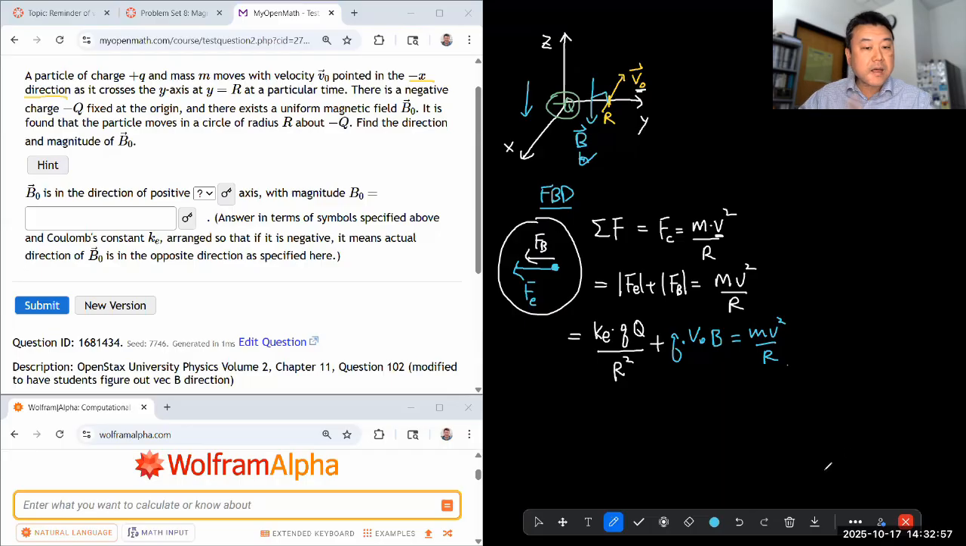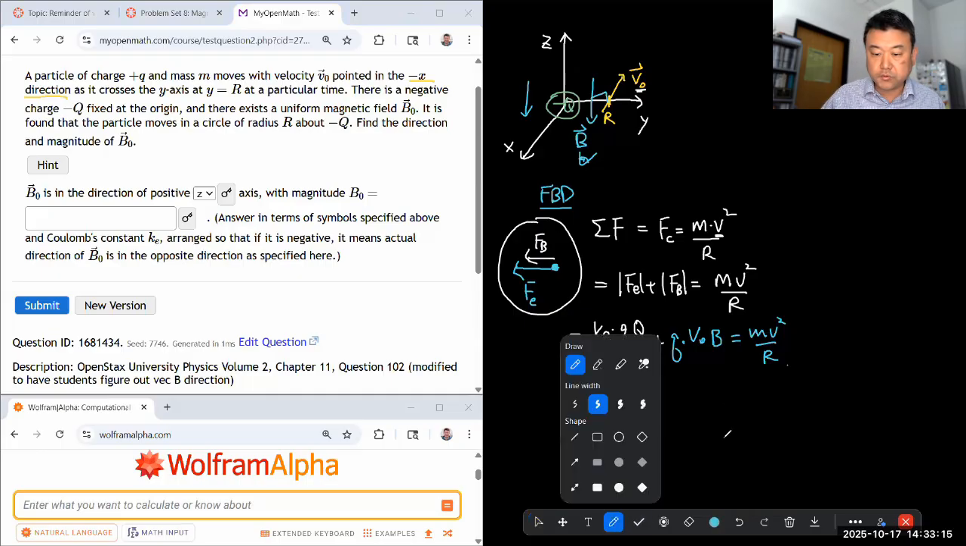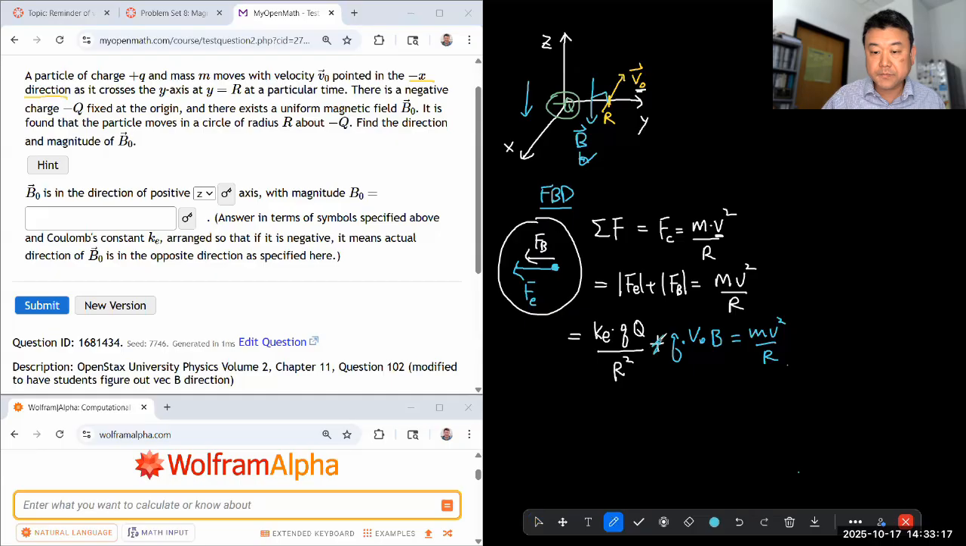Oh, but they are not letting me set the magnetic field to go in the negative direction. They are forcing me to set the magnetic field to be along the positive direction. So I think I have to say it's along the positive z-axis, and I do have to introduce this minus sign in order to actually get the magnetic force that will be pointed this way. So let me make that correction.